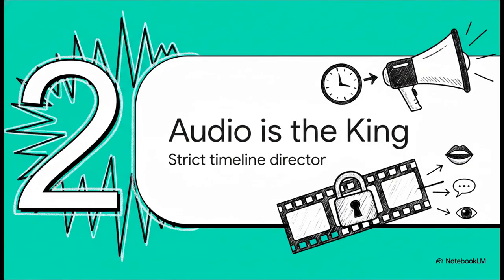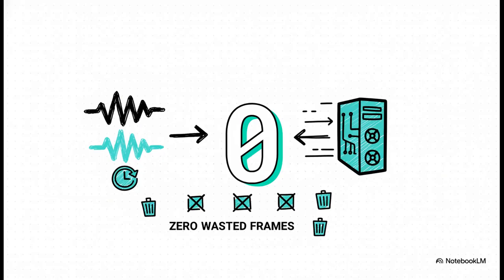Moving on to Section 2, audio is the king. It's the strict director of our timeline. On this digital set, the audio track is basically the strictest director you could ever imagine. Master audio is frozen before a single pixel is ever rendered. It acts as the ultimate single source of truth. Video never, ever dictates the pacing. It just conforms to what the audio has already laid down.